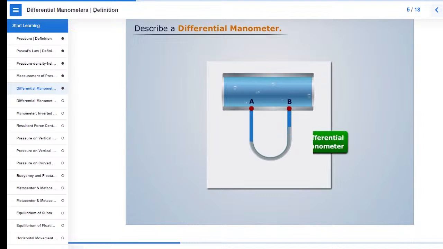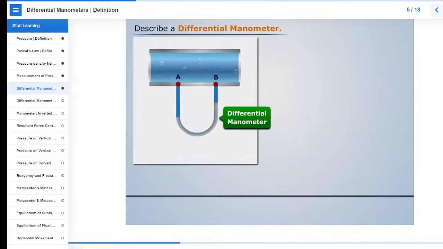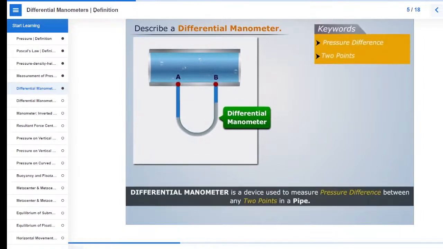Known as differential manometer. Thus, we can say that differential manometer is a device used to measure pressure difference between any 2 points in a pipe. Now let's understand the working of differential manometer.